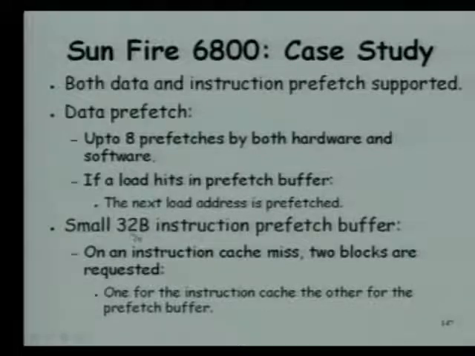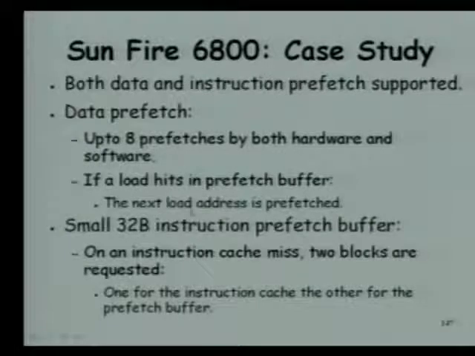And there is a smaller instruction prefetch buffer, just 32 bytes. On an instruction cache miss, two blocks are requested. One is for the instruction cache itself, and the other is for the prefetch buffer, because we had said that instructions are mostly accessed sequentially. So, this makes sense here. Get two blocks, one for the instruction cache itself and another for the prefetch buffer.